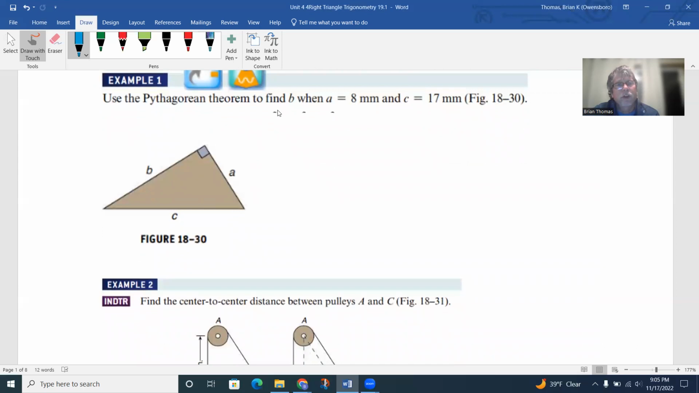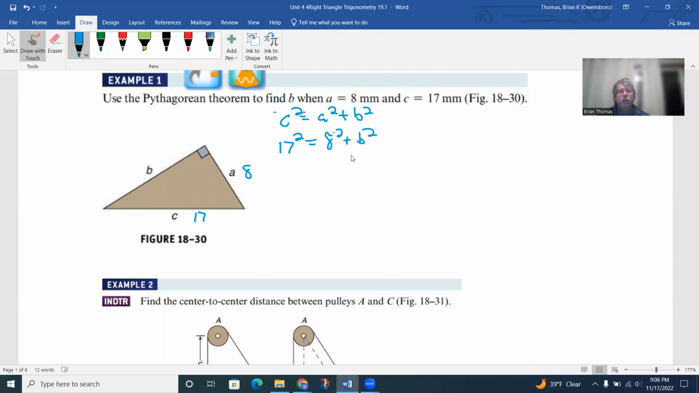So if I want to use the Pythagorean theorem, I can find b when a is equal to 8 millimeters and c is equal to 17 millimeters. Using the Pythagorean theorem, c squared is equal to a squared plus b squared. Substituting in, c is 17, and we know a is 8. So I have to replace the c with 17, so that's 17 squared equals then this a squared, which actually is 8. Sorry about that. We'll back up there and replace that with an 8. So 8 squared plus then this b squared.